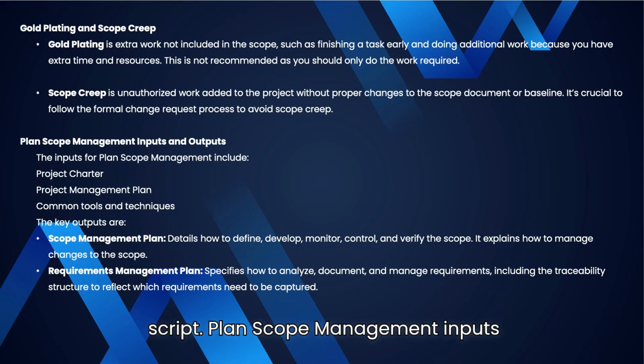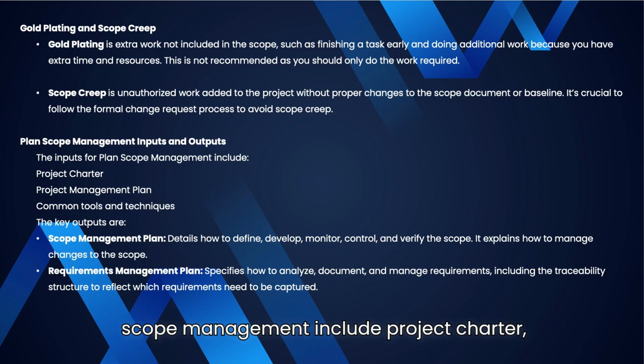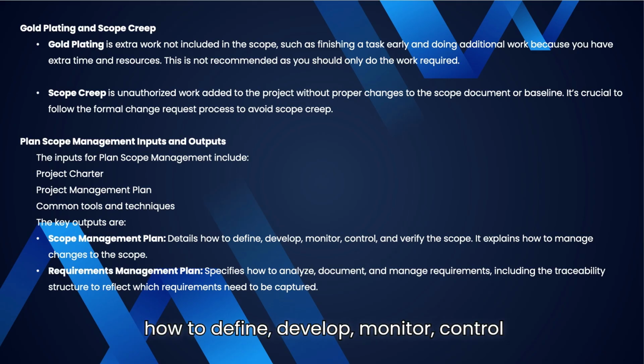Plan scope management inputs and outputs. The inputs for plan scope management include the project charter, project management plan, and common tools and techniques. And the key outputs are the Scope Management Plan, which details how to define, develop, monitor, control and verify the scope. It explains how to manage changes to the scope. The Requirements Management Plan specifies how to analyze, document and manage requirements, including the traceability structure to reflect which requirements need to be captured.